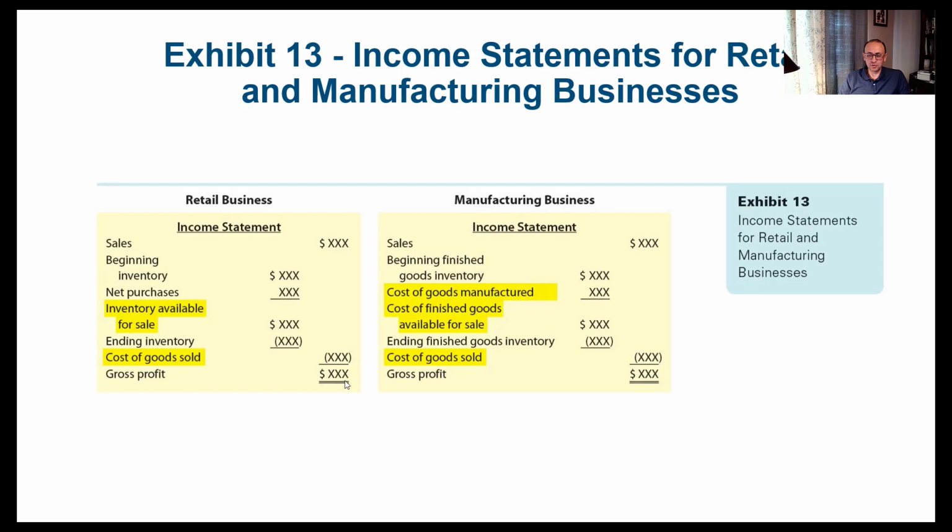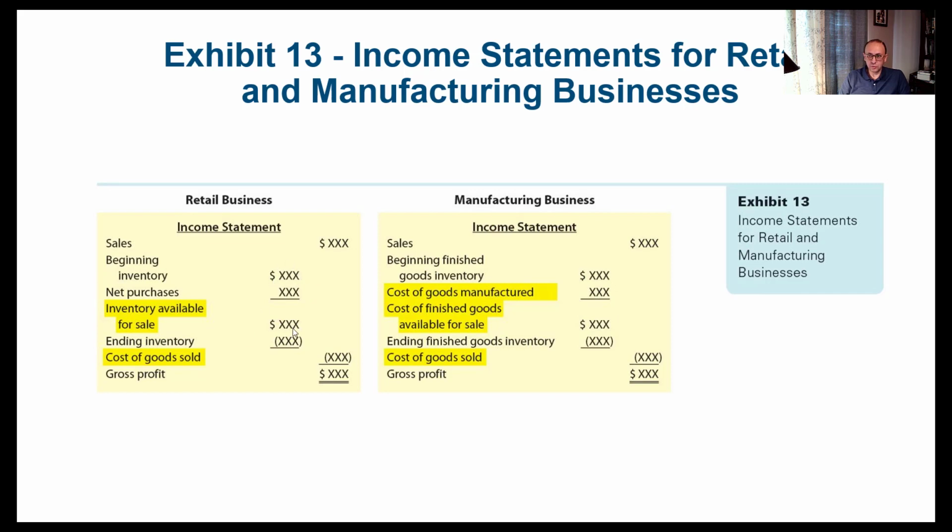So one more time, just to refresh your memory with the income statement. We usually start with sales or sales revenue. Then we have the beginning inventory. We add to it all the purchases. Remember, in retail, we don't manufacture anything, so we just buy the items and we sell them. So all the purchases are added to the beginning inventory that's remaining from the previous period.